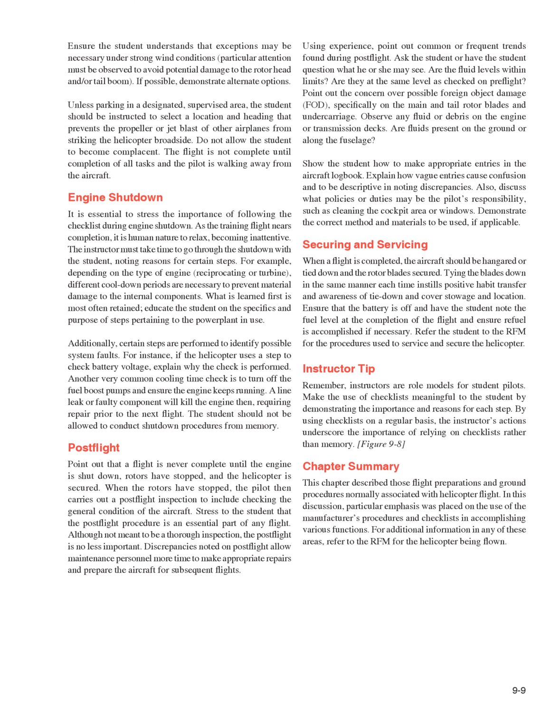Figure 9.8, Chapter Summary. This chapter describes those flight preparations and ground procedures normally associated with helicopter flight. In this discussion, particular emphasis was placed on the use of the manufacturer's procedures and checklists in accomplishing various functions. For additional information in any of these areas, refer to the RFM for the helicopter being flown.